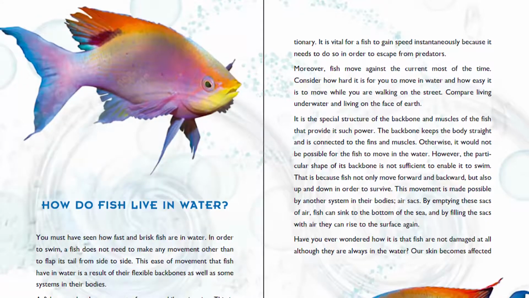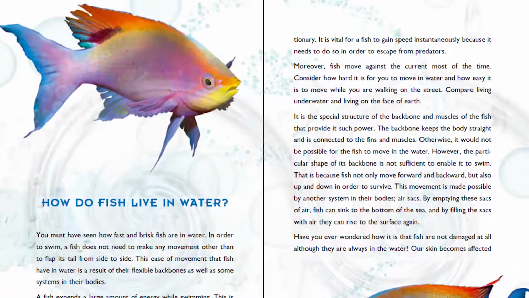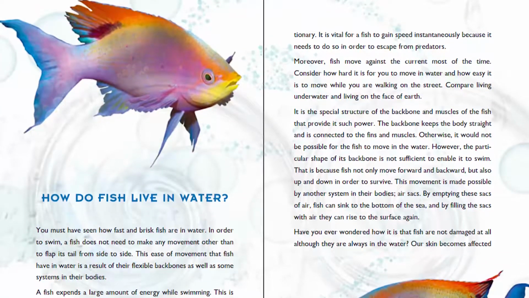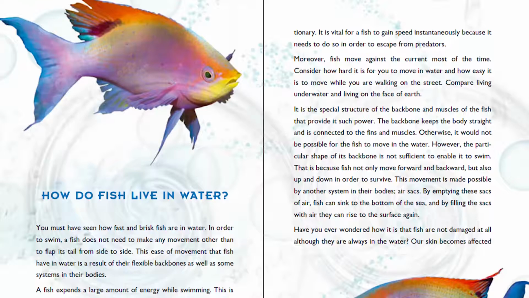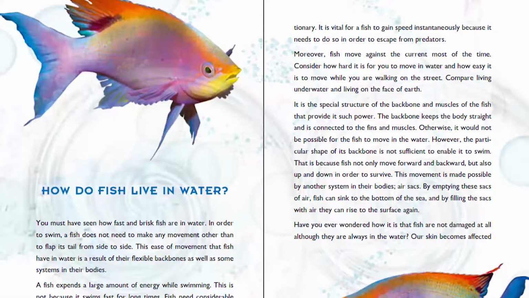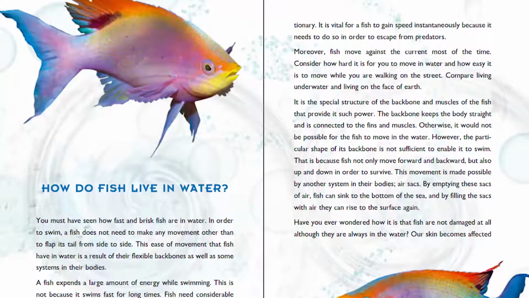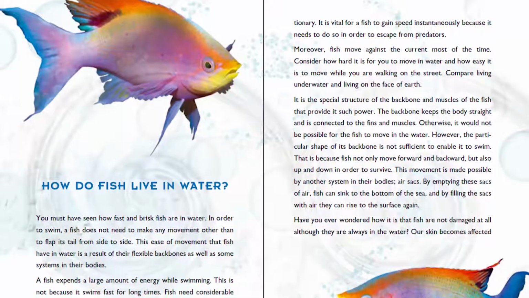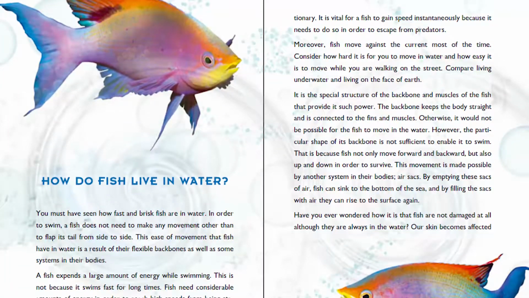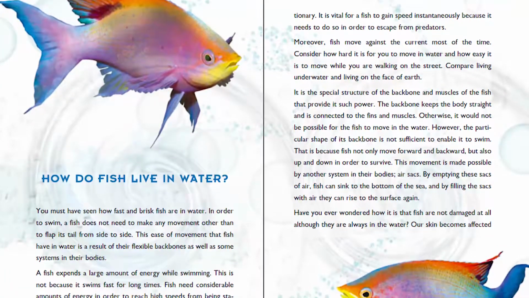How do fish live in water? You must have seen how fast and brisk fish are in water. In order to swim, a fish does not need to make any movement other than to flap its tail from side to side. This ease of movement that fish have in water is a result of their flexible backbones as well as some systems in their bodies.